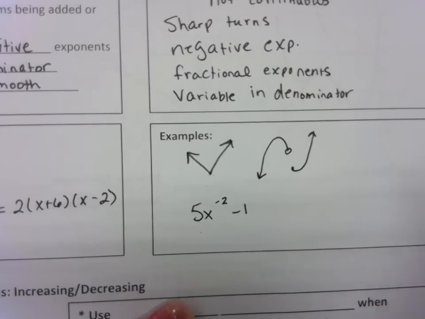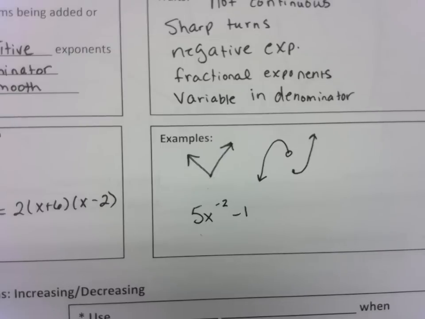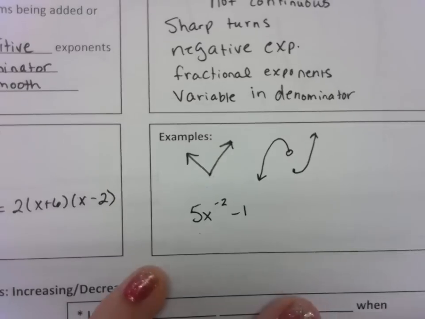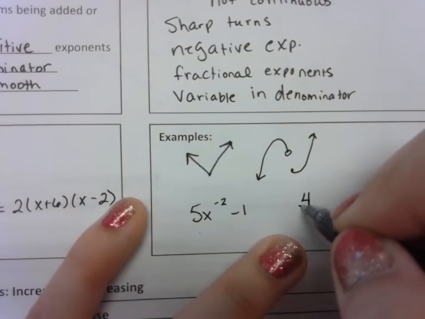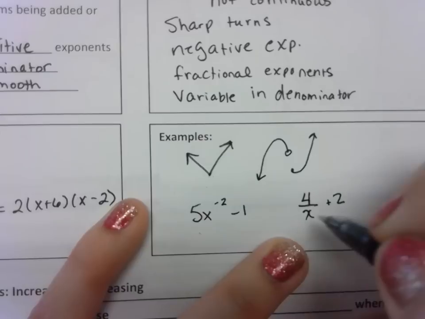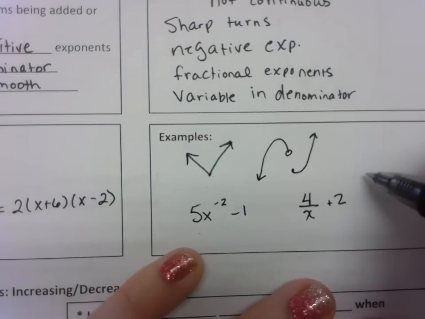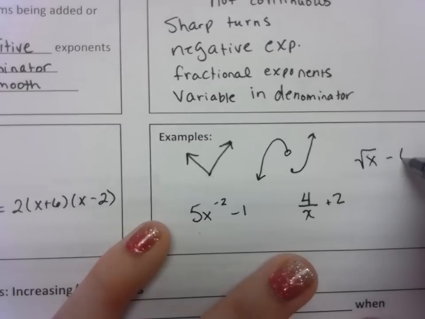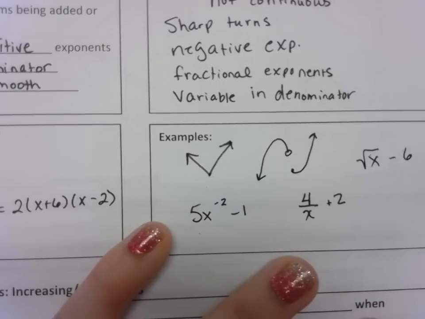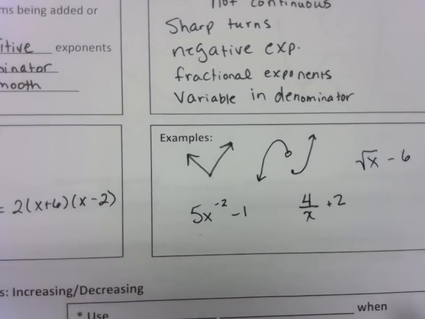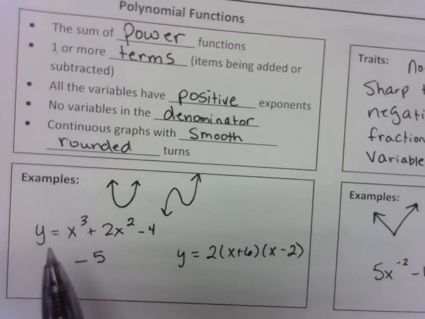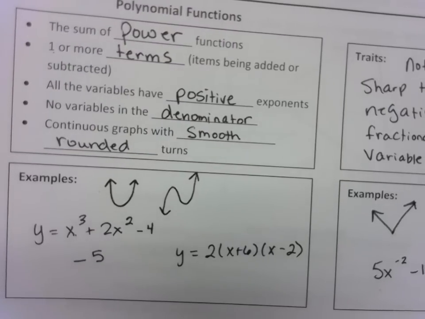If we had something like 4 over x plus 2, that's no good. Let's see here. If we had the square root of x minus 6, that would not be good. So just trying to give you a couple of examples. Notice all over here, all of our exponents are positive.